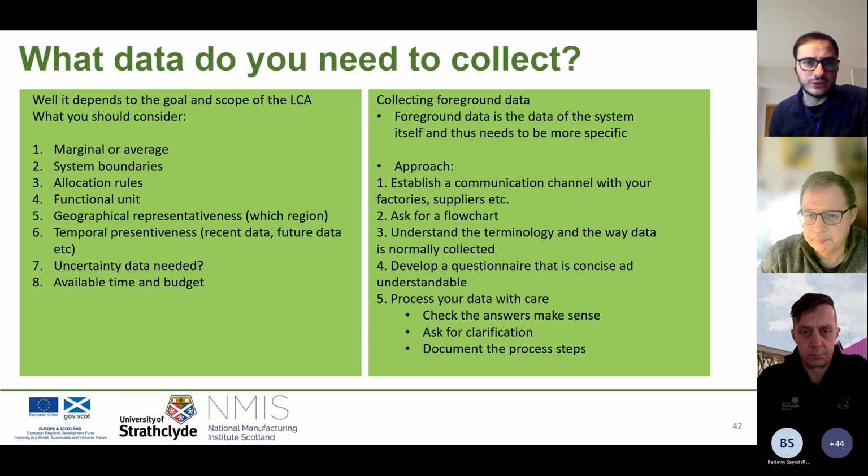So what type of data will you need to collect? Well, it depends on the goal and scope of the life cycle assessment. Things that you should generally consider, though, is it going to be marginal or average? What are the system boundaries? Where have you drawn the line?